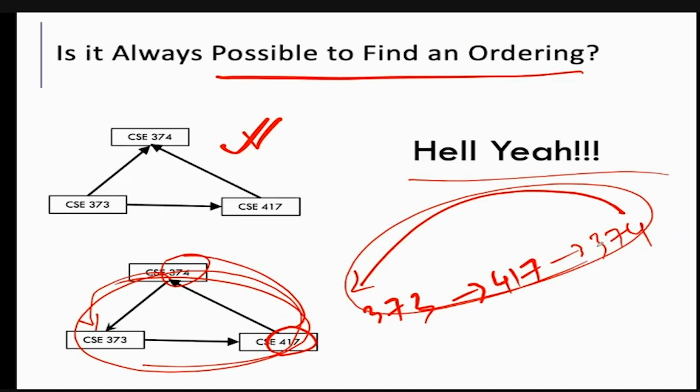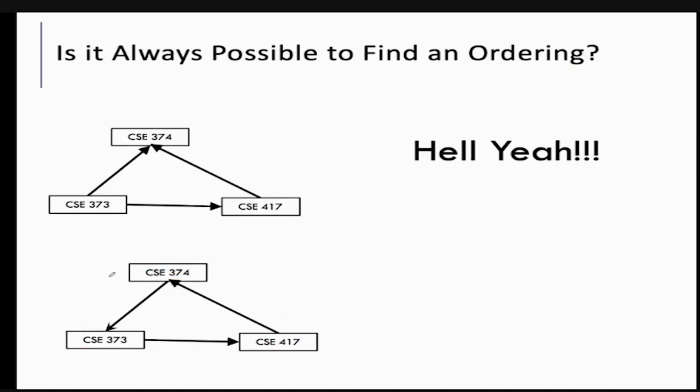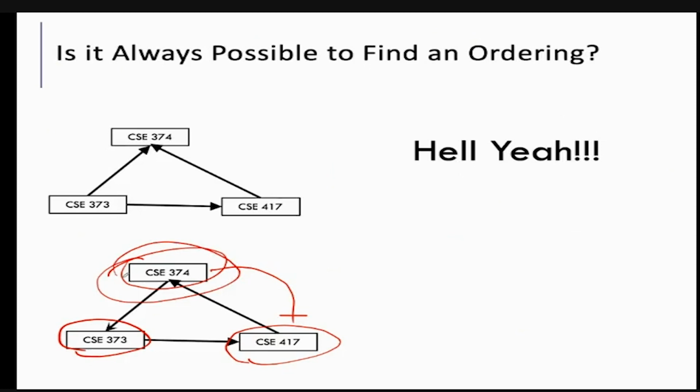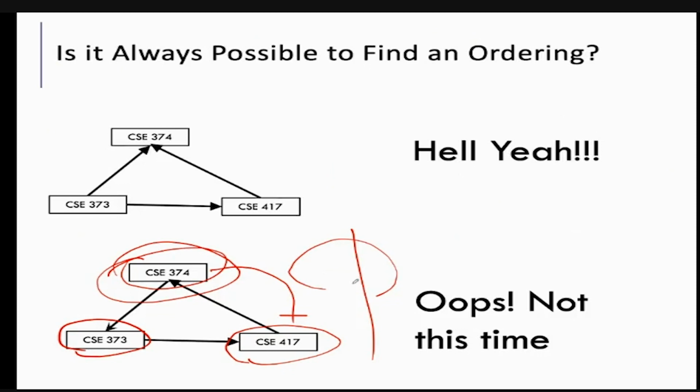So you cannot do any course here. Why? Because if you want to do 374 first, you'll be asked, have you done 417? You'll say no. If you want to go to 417 first, you'll be asked if you have done 373, and your answer will be no. If you want to do 373 first, you'll be asked if you have done 374. So your answer will be no. You haven't started your semester yet, but you cannot start any course. Why? Because there's a cycle. So here you cannot find an ordering.